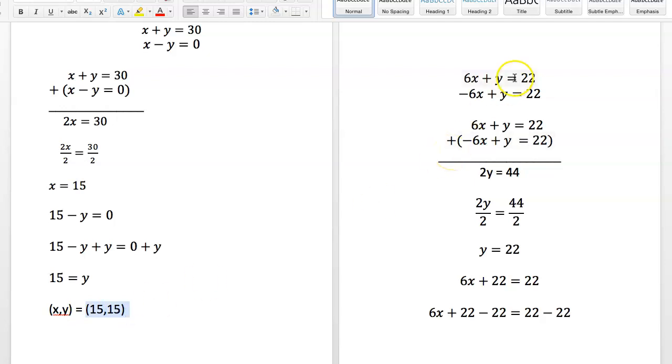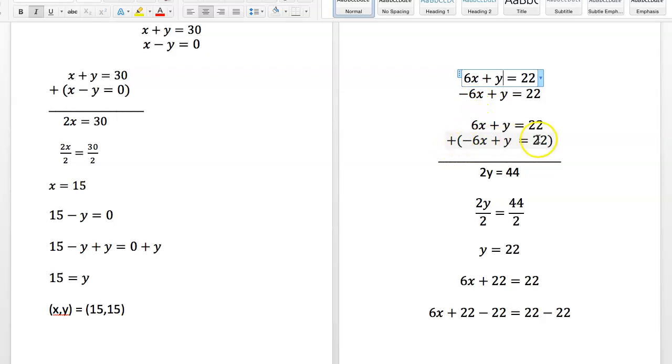Well, now let's look at another equation. 6x plus y equals 22. Negative 6x plus y equals 22. Again, when I have a term and it's the exact negative, I want to add them surely enough.